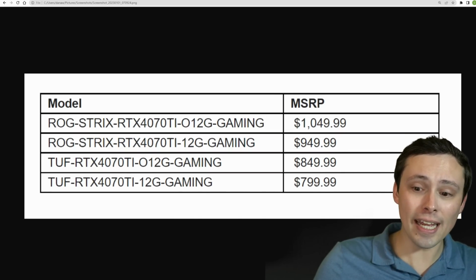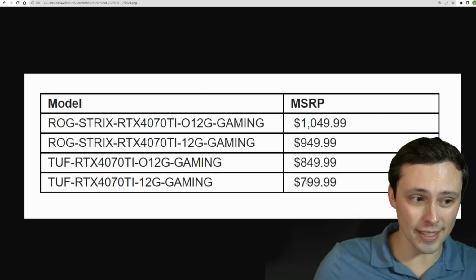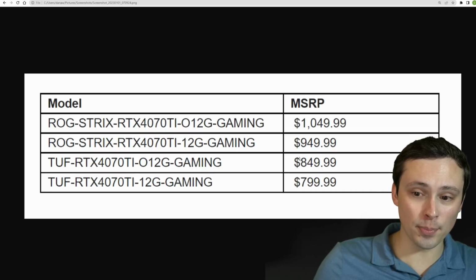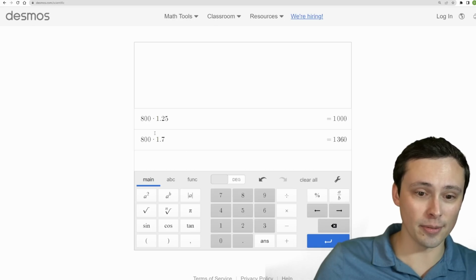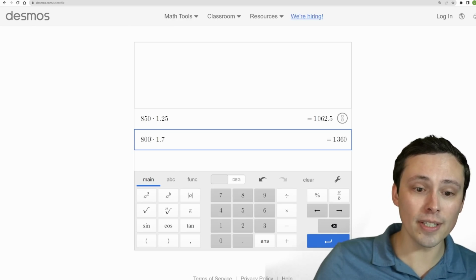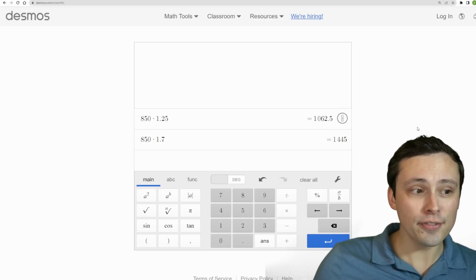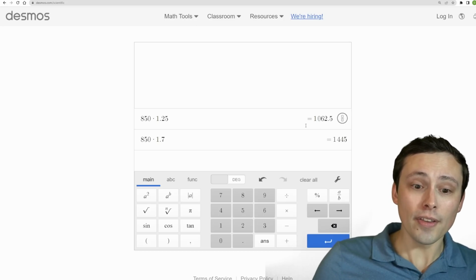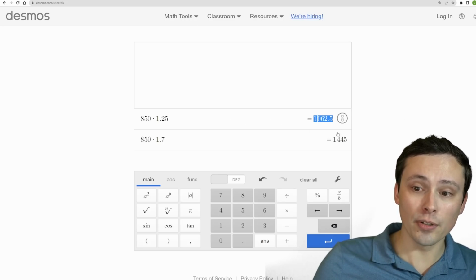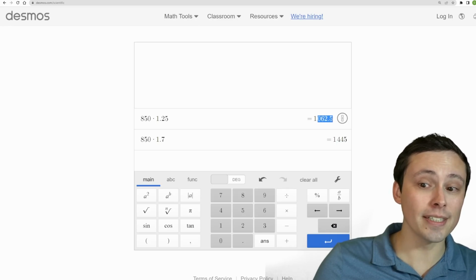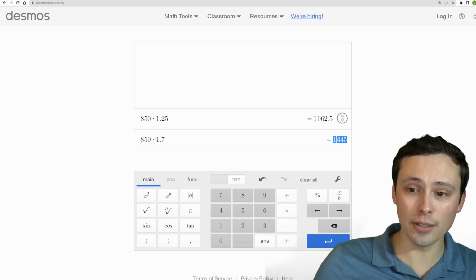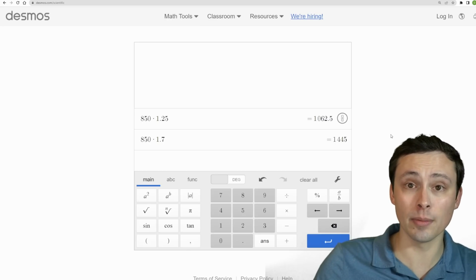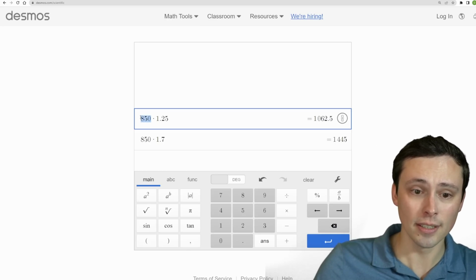Now, if these $800 ones are just shipped in limited quantities, and then the rest are shipped at these higher price points, should you still try to go out and buy those? Well, we can adjust our calculations here a little bit. So if I change this to 850, so now we're looking at the actual value proposition of the model I actually tested in this video, which does have the $850 MSRP. Well, that's still showing us better price to performance than the 4080 and the 4090. The 4080 would have to come down to 1,060, and the 4090 would have to come down to 1,450 to give you a similar price to performance as an $850 RTX 4070 Ti.